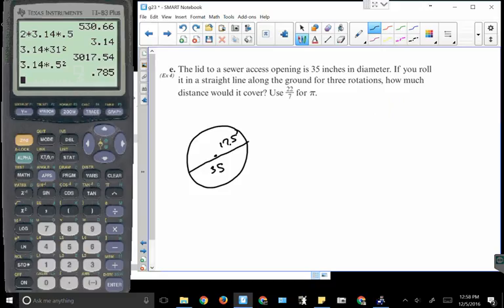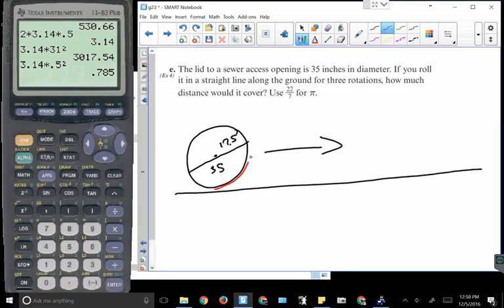Now, if you roll it in a straight line along the ground for 3 rotations, that means you're going to move this that way on the ground, rolling, correct? So you start here, and then it would go once around, right? And it would have to do that how many times, for those of you paying attention? 3. So what do we call that when we go around the outside of a circle? Circumference.